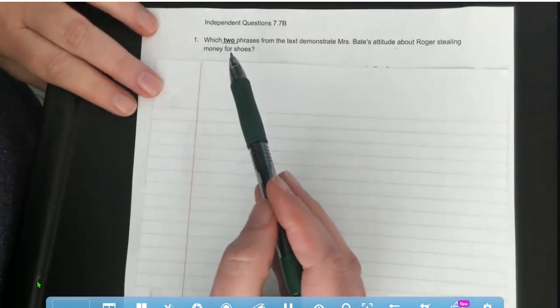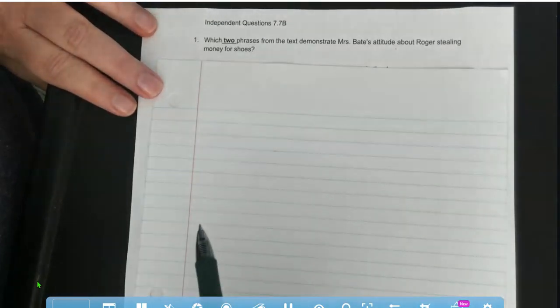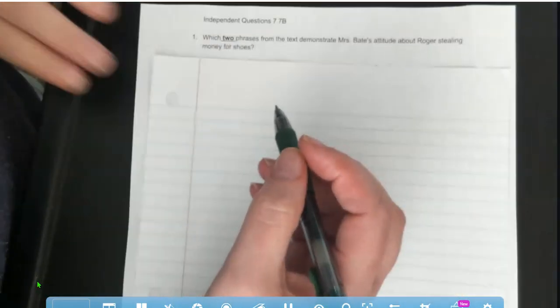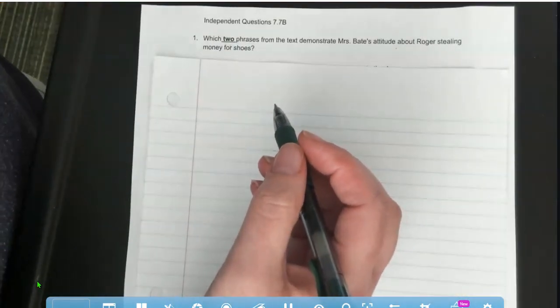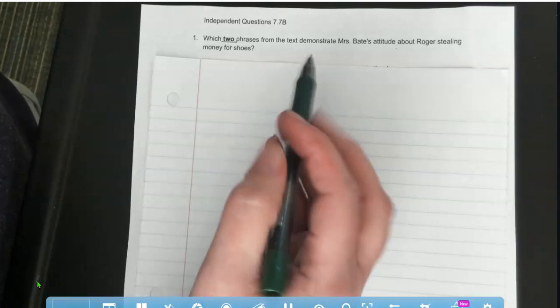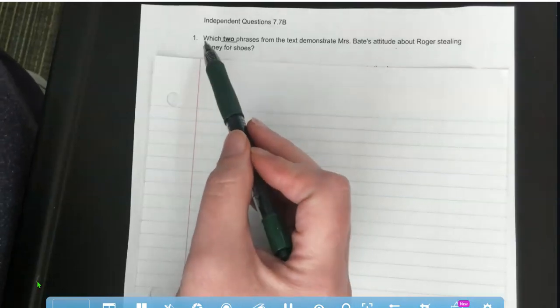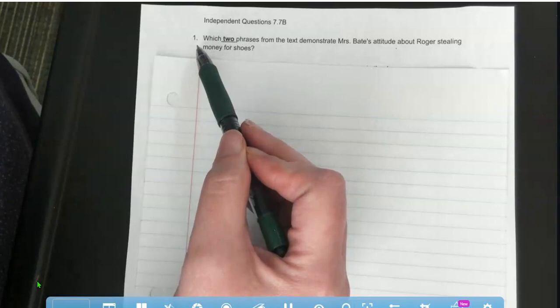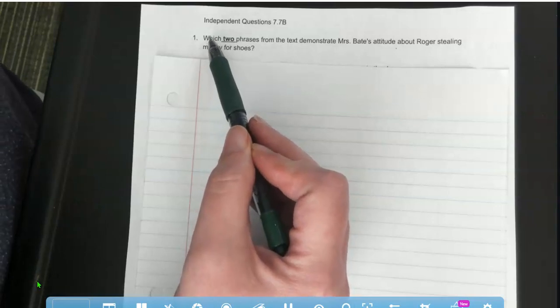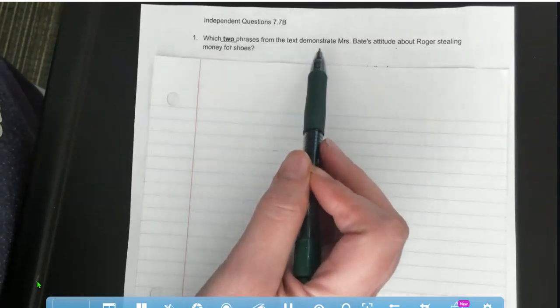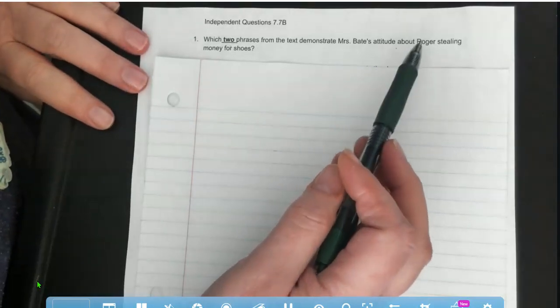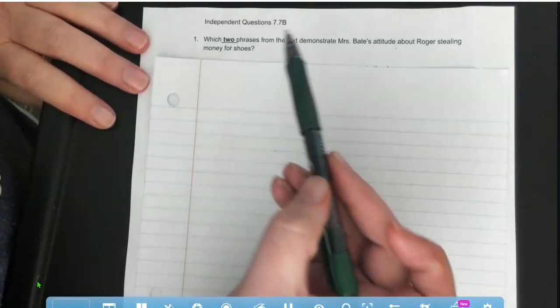So I'm going to just think through and make some notes on my scratch paper. I'm going to try to come up with an efficient way to narrow down your answer choices and focus on the questions. And I'm going to start out by focusing on the question first. So here we go. I'm going to read the question. Which 2 phrases from the text demonstrate Mrs. Bates' attitude about Roger stealing money for his shoes?